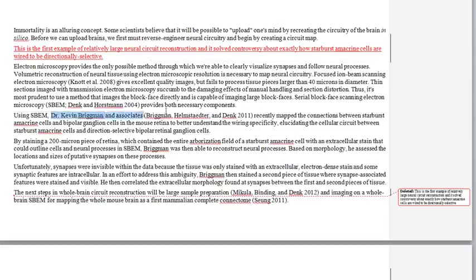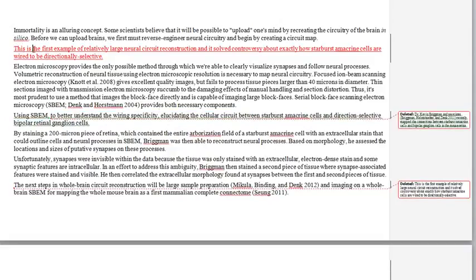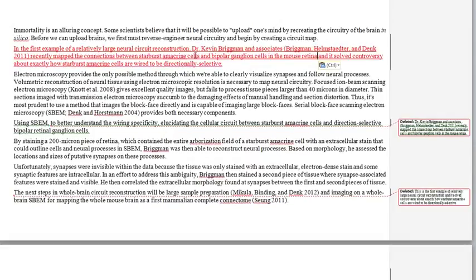And then we're going to need the details, of course, about the particular study. So I'm going to copy this whole bit about Dr. Kevin Brigman and his team recently mapped the connections between these different types of cells in the mouse retina. I'm going to just pull that up. So I'm going to say, in the first example of a relatively large neural circuit reconstruction, Dr. Kevin Brigman and associates, I'm actually going to change associates to colleagues. Associates sounds a little bit too much like a law firm, so colleagues recently mapped the connections between these two types of cells in the mouse retina. And I'm going to end the sentence there.